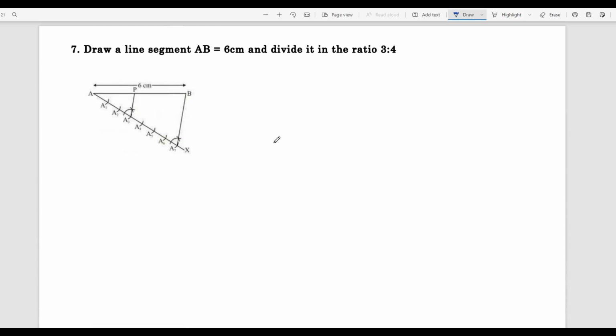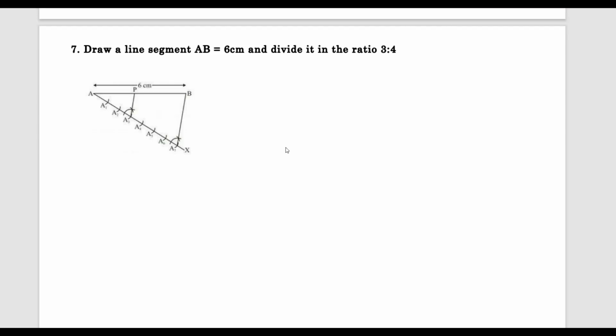Now moving to question number 7. Draw a line segment AB of 6 cm. What is the first step? First step is to draw a line segment AB of 6 cm. Now what is the ratio? Ratio is 3:4. Add the ratio, what we get? To divide a line segment, we should add the ratio. What we get is 7.